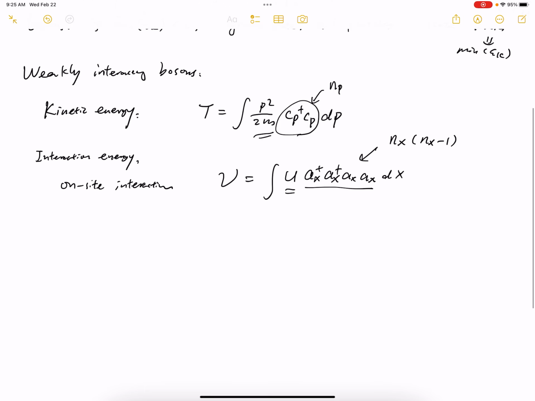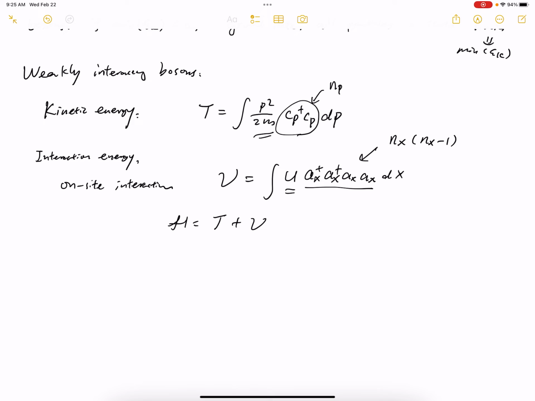And the total Hamiltonian, of course, is just going to be a sum of these two parts, the kinetic and the potential energy. And the goal here is to find the ground state, as well as the energy spectrum and the eigenstates of this Hamiltonian, right?